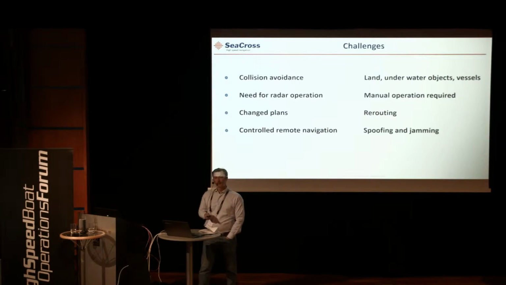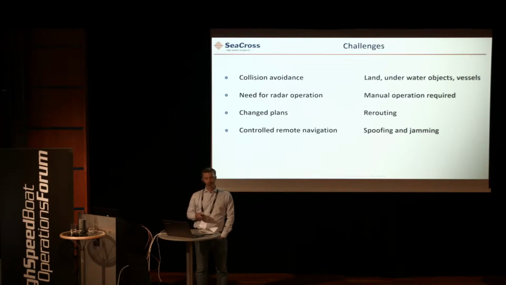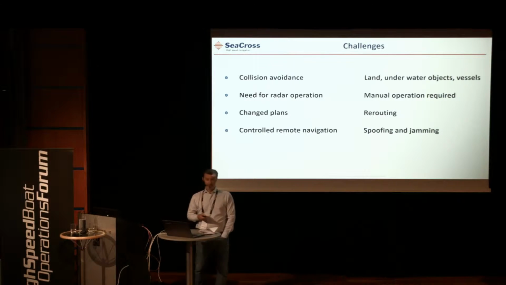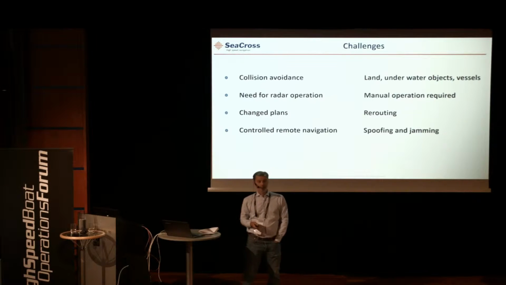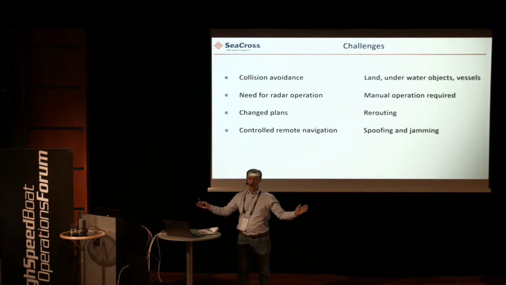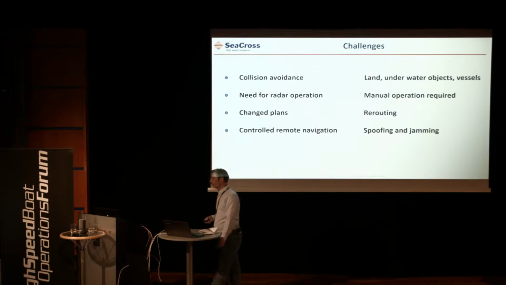You also need a chance to reroute and change your plans. So you need to remotely be able to actually alter whatever was planned for the unmanned vessel. So you have to be in contact with it. Actually, you cannot just send it off as an autonomous drone. If the vessel is also subject to spoofing or jamming, you have to be able to detect that, because otherwise you will just lose your vehicle.